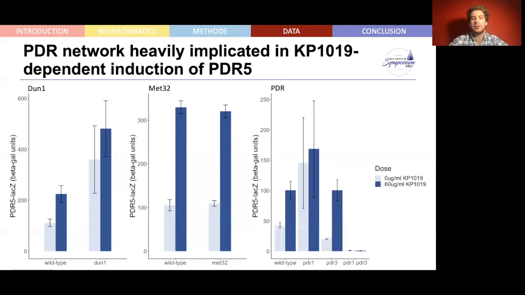Finally, we turn our attention to the PDR network. Because PDR1 and 3 are paralogs, we ran this experiment not only with PDR1 and 3 deletion strains, but also with a double deletion strain. Using a Student's t-test, both the PDR3 and double deletion strain showed significantly lower baseline expression of PDR5, and the double deletion strain showed significantly lowered induction of PDR5 after treatment. A two-factor ANOVA also showed significant interaction between genotype and treatment in the double deletion strain. This leads to the conclusion that the PDR network is heavily implicated in the KP1019-dependent induction of PDR5.